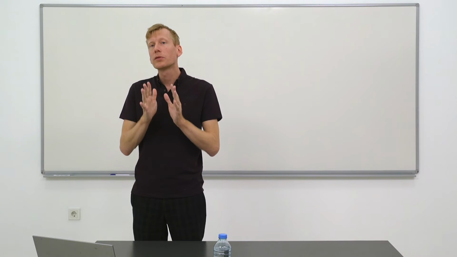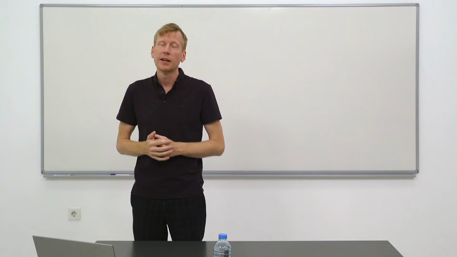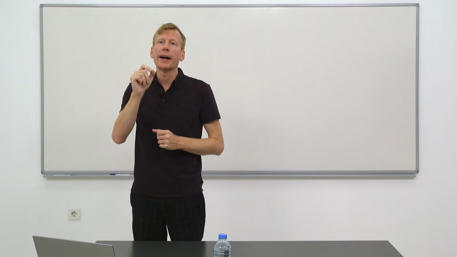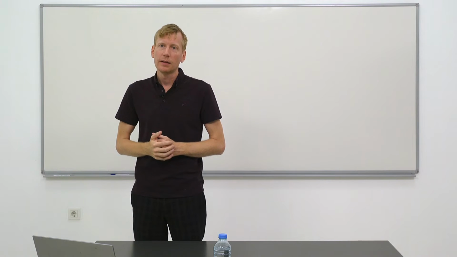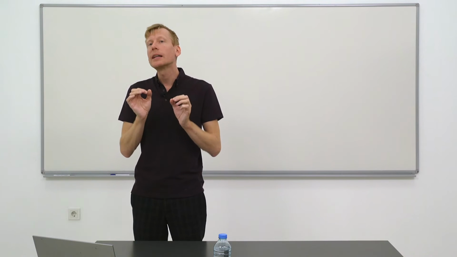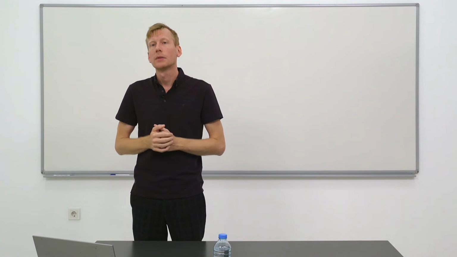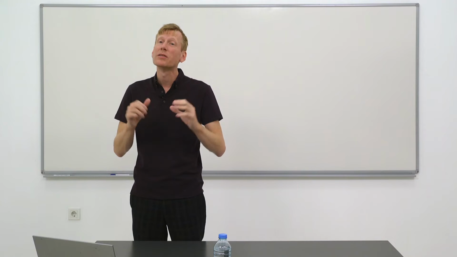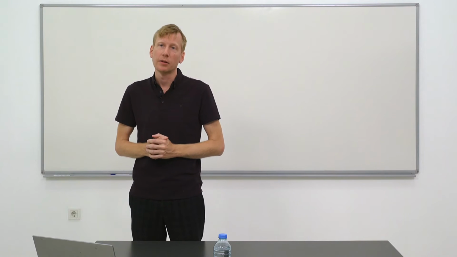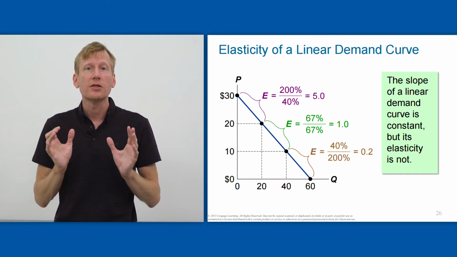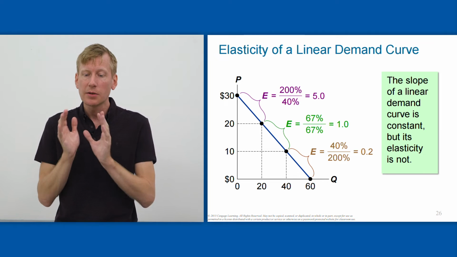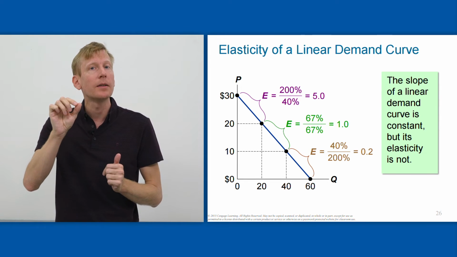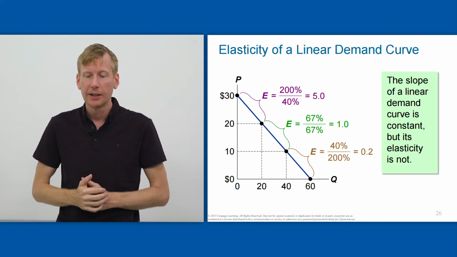Now, it's possible for a curved demand curve to have one elasticity of demand no matter where you look on that demand curve. Another way to say that, if you have an elasticity of 1, you wouldn't have a straight demand curve. You would have a particular curved shape to that demand curve. So if we do have a straight demand curve, as you can see in the slide, the elasticity for different points along that demand curve will change.